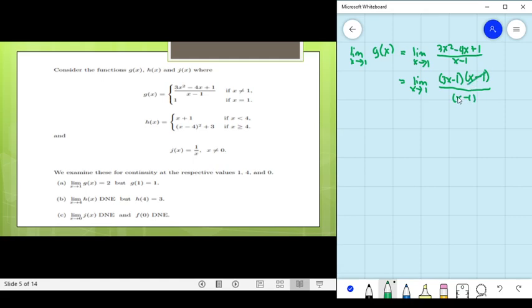In this case, we can cancel out x minus 1 and investigate the limit of 3x minus 1 as x approaches 1. This will give us a value of 3 times 1 minus 1, which is similar to 3 minus 1, or equal to 2. And that's why we have 2 here. And evaluating g of 1 is equal to 1.